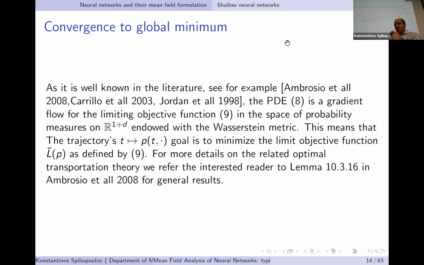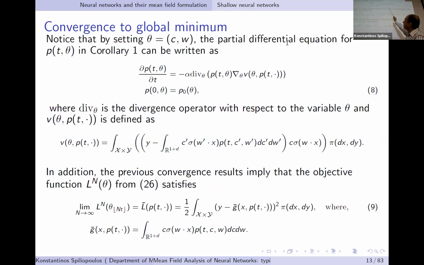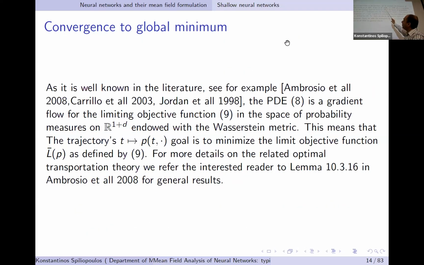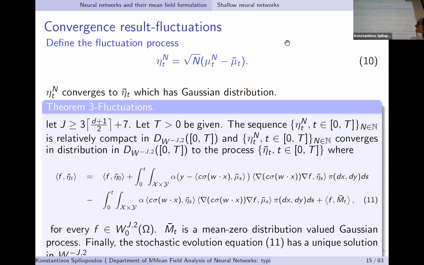Then you say, okay, now that I understood that, maybe let me understand the corrections to this. The limiting PDE here is a deterministic object. So the next question that we posed was, what about the error of this? Which means let's look at the central limit theorem kind of question.